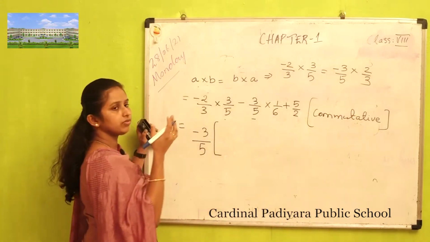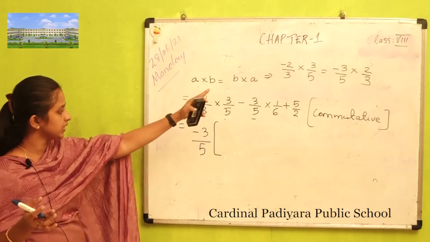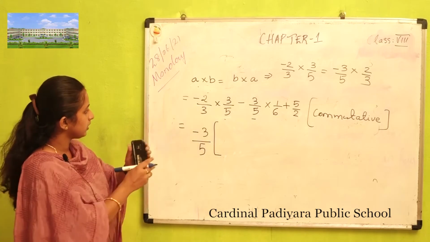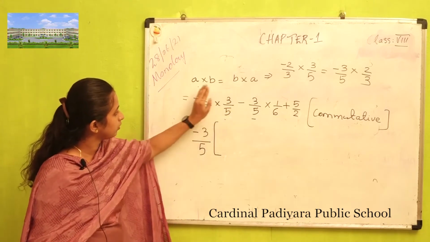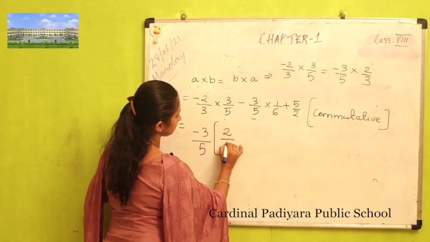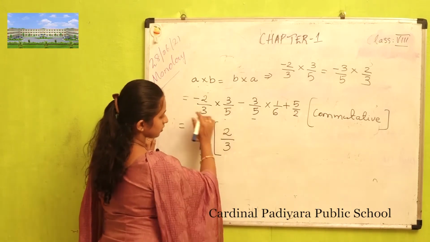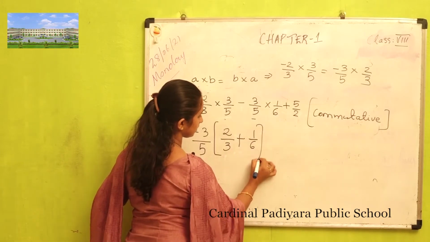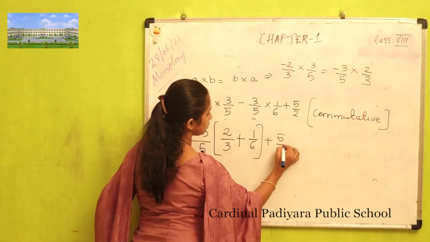Okay, there is no need for writing that. So I am taking this negative 3 by 5 outside. So negative 3 by 5 I have taken, and now the remaining number is 2 by 3. This negative already taken, so this one becomes positive 1 by 6 plus 5 by 2.